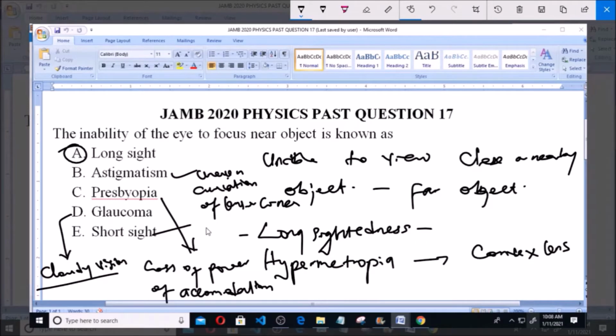So in short-sightedness, far objects cannot be seen, but nearby objects can be seen. And another name for short-sightedness is myopia. We call it myopia, and it's corrected using the concave lens, or what we call the diverging lens. So for our question, the answer is long-sightedness, option A.